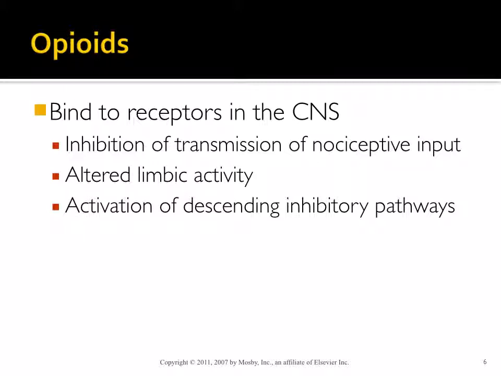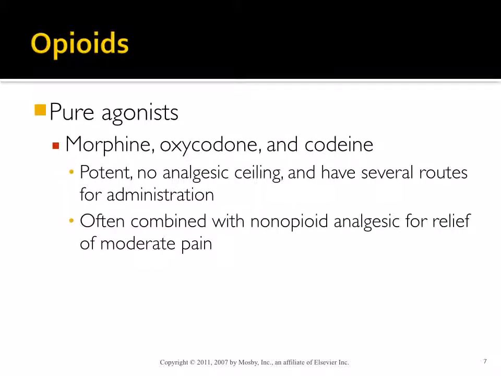Next slide. There are opioids which are known as pure agonists. These pure agonist opioids are morphine-like opioids, and they bind to mu receptors. Now, as I told you earlier, an agonist is any kind of substance or chemical that binds to a receptor and activates the receptor to produce a biological response. So the pure agonist opioids are morphine, oxycodone, and codeine.